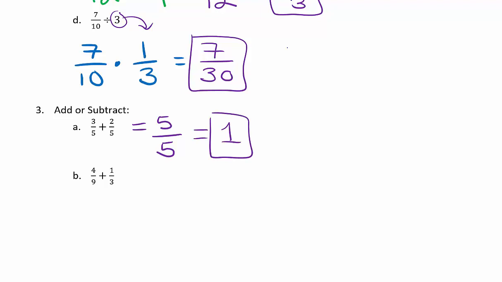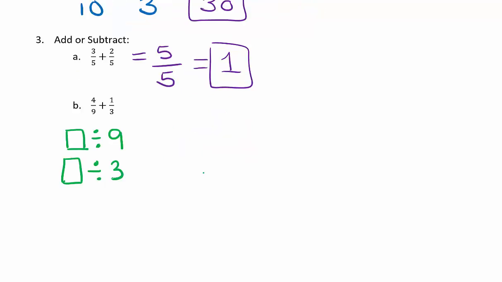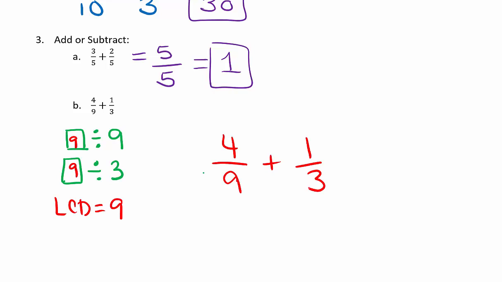Now in example B, the denominators aren't the same. I need to find a least common denominator. In other words, I need to figure out what is divisible by both 9 and 3. In some cases, you'll just be able to think about your times table. What is divisible by both 9 and 3? Well, the answer is 9. So my least common denominator is 9.